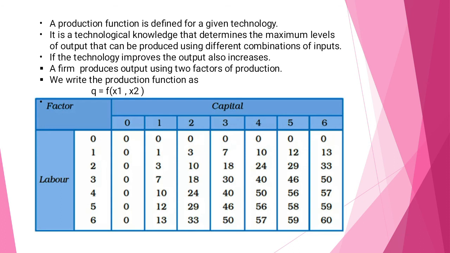For example, with 1 unit of labor and 1 unit of capital, the firm can produce at most 1 unit of output. With 2 units of labor and 2 units of capital, it can produce at most 10 units of output. With 3 units of labor and 2 units of capital, it can produce at most 18 units of output, and so on.